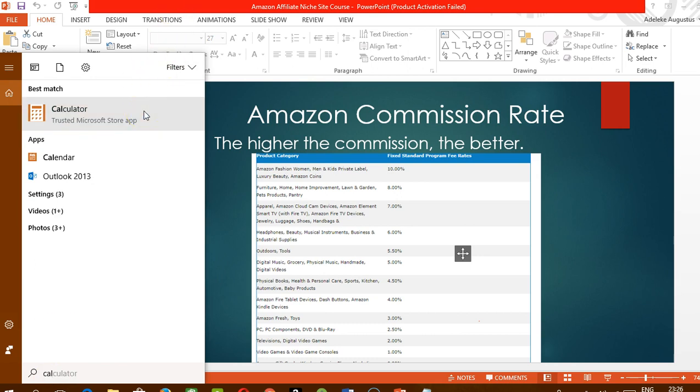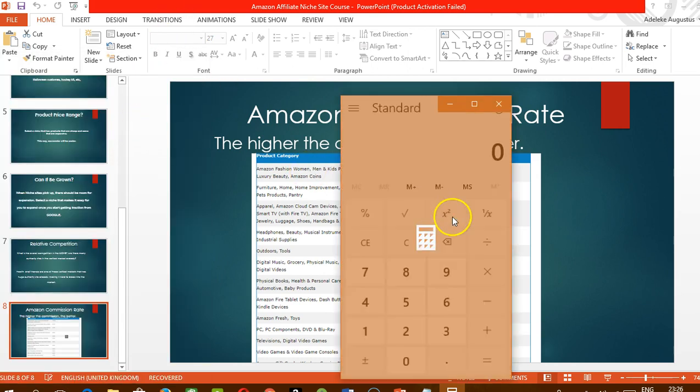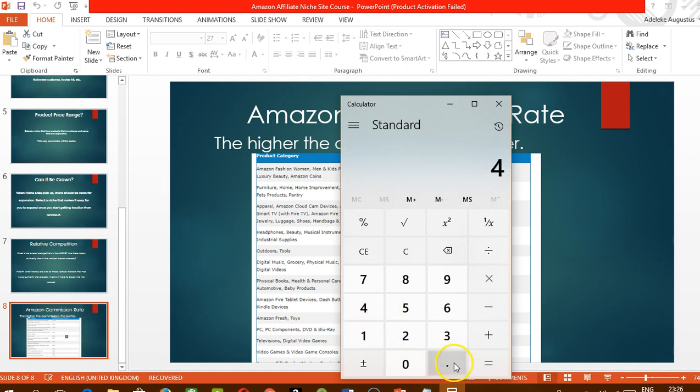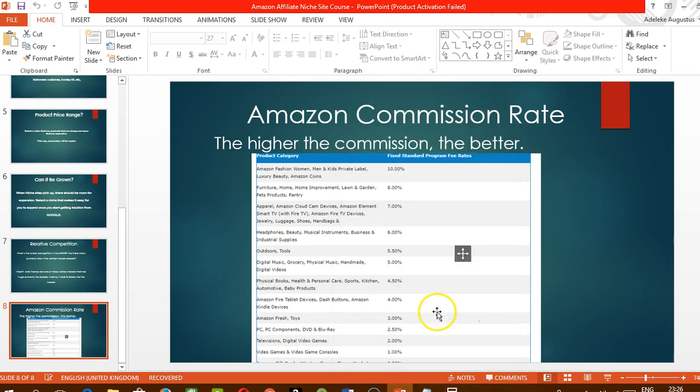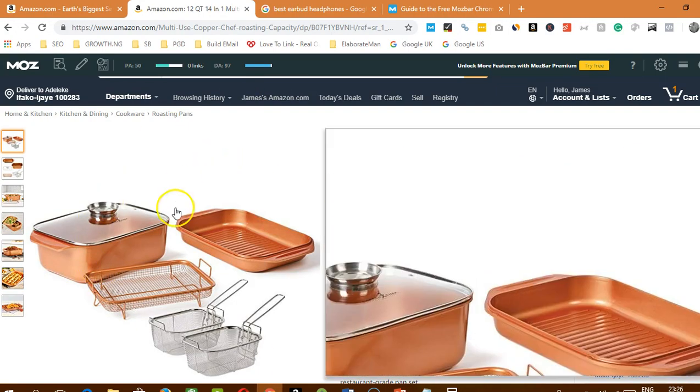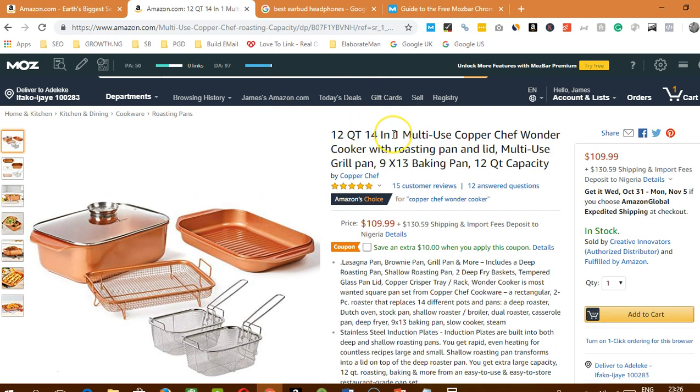So what that means is, let me show you. 4.50 divided by 100 to get the percent, that's 0.045. Now, if the product is being sold for, let's say, $109, like that one, you multiply that by $109. That's roughly $5 per sale. So whenever people come here and buy this particular product, you earn $5 in revenue for that sale. So that's how the Amazon commission rate works.